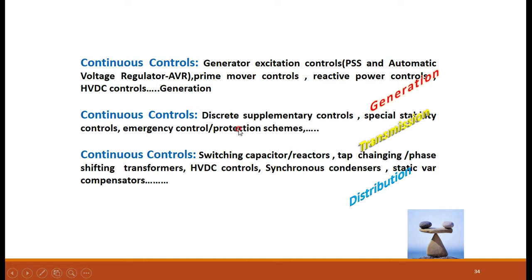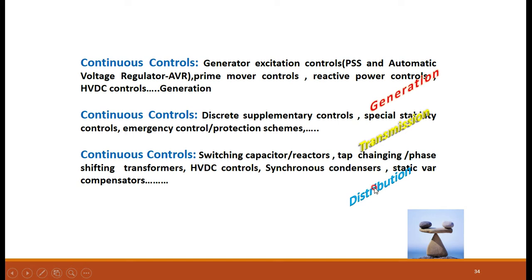But in the case of the continuous control in the transmission system, the more important controls are emergency control and protective schemes, because here in the transmission system the variation of the system parameters is basically because of large faults occurring in the system. Because of that, you are very careful about the emergency control and the protective schemes such as relays, circuit breakers and all those controls.